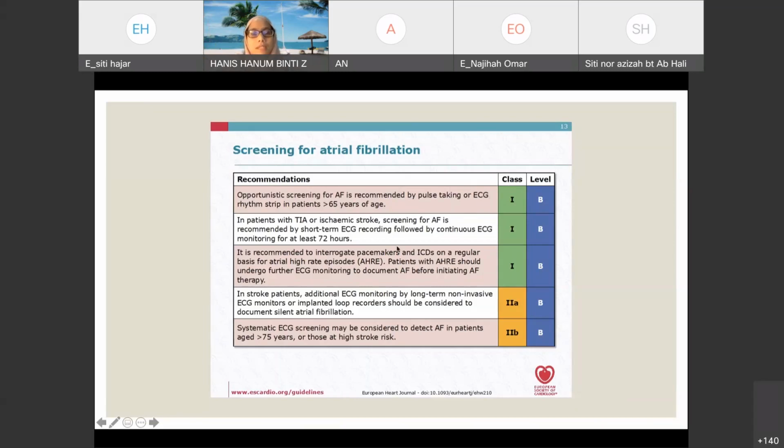Or if patients come in with ischemic stroke to the hospital, we need to check whether the stroke is due to AF. When the stroke is due to AF, we call it cardioembolic stroke. And when the stroke is not due to AF, we call it ischemic stroke. So when these patients come to the hospital because of a stroke, we need to check the ECG whether the patient has AF or not, because then the treatment differs.